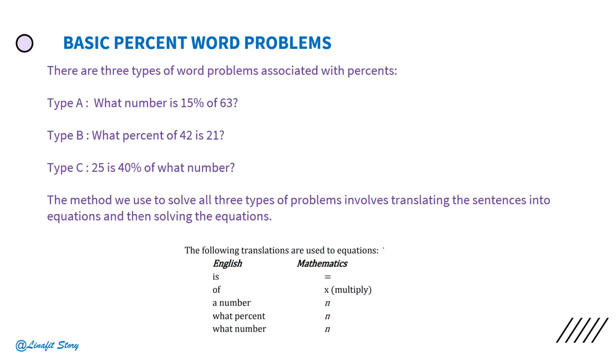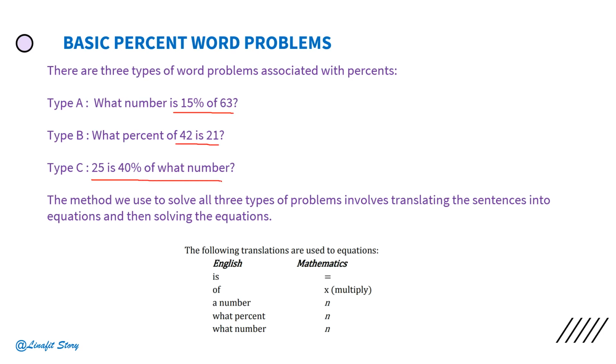Basic percent word problems. There are 3 types of word problems associated with percents. For example, question type A: What number is 15% of 63? Type B: What percent of 42 is 21? Type C: 25 is 40% of what number?